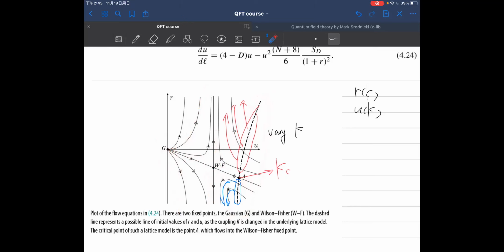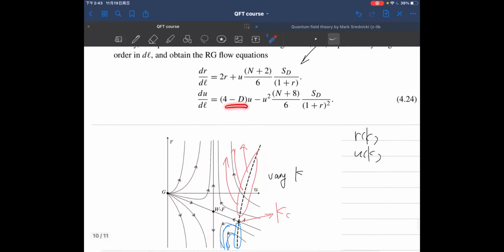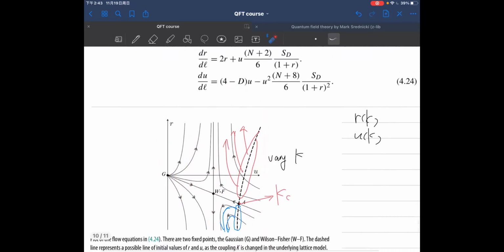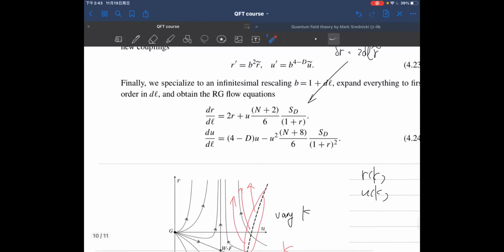This is the case for d less than 4. Okay, that's great. Let's end it here. Maybe we can continue to discuss some advanced topics.